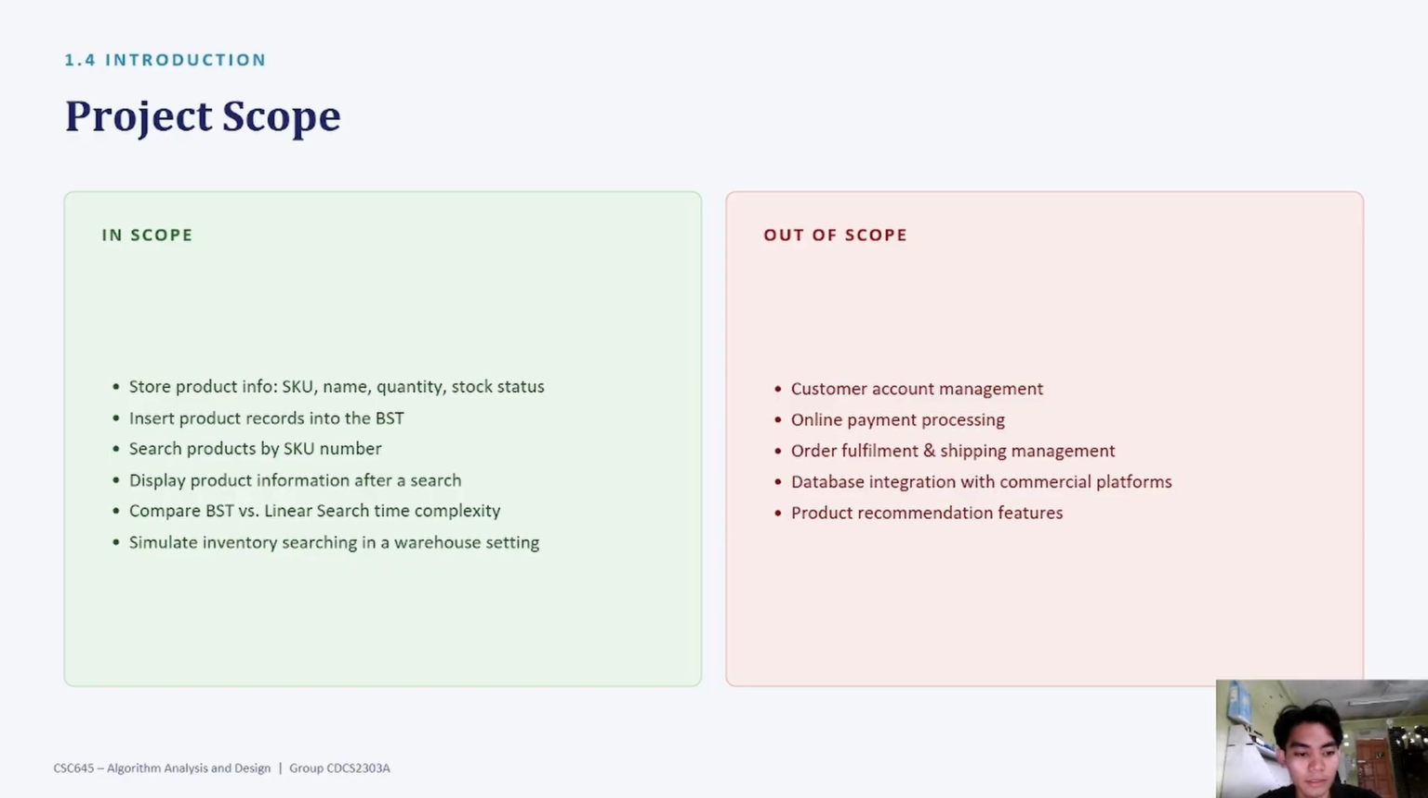Next is the project scope. Our project scope includes storing product information such as SKU, product name, quantity, and the stock status. The system can insert new products into the BST using the SKU, display product information, and compare BST with linear search. However, features such as customer accounts, online payment, shipping management, database integrations, and product recommendations are outside of the scope of this project.